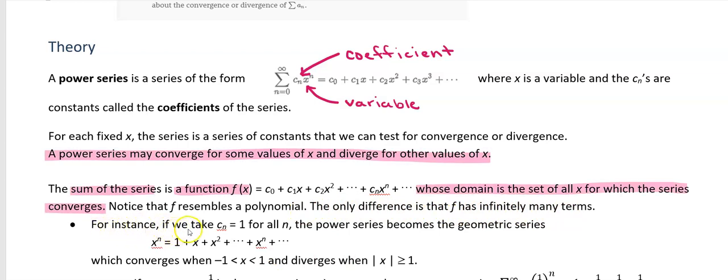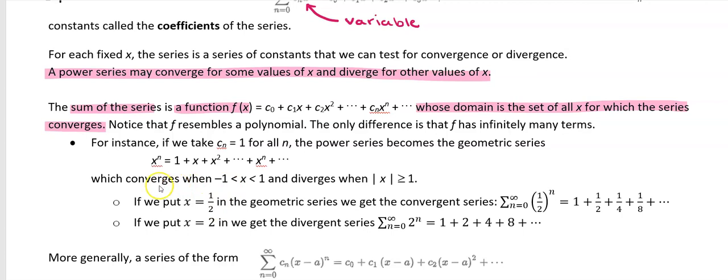For instance, if we take c sub n equal to 1 for all n, the power series becomes the geometric series. It would become the sum of x to the nth power, which would equal 1 plus x plus x squared plus x cubed plus so forth all the way to x to the nth power plus, and would continue on to infinity, which converges when the x values are between -1 and 1 and diverges when the x values are greater than or equal to 1 or less than or equal to -1. In other words, when the absolute value of x is greater than or equal to 1.